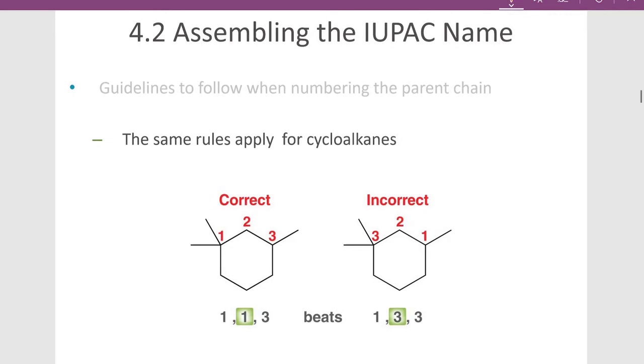The same rules apply for cycloalkanes. 1,1,3 is going to beat 1,3,3. So the left way of numbering this ring, 1, 2, 3, 4, 5, 6, would be correct because this would be 1,1,3-trimethylcyclohexane. On the right we have 1,3,3, so that would be the incorrect way of naming it. So this molecule is 1,1,3-trimethylcyclohexane.